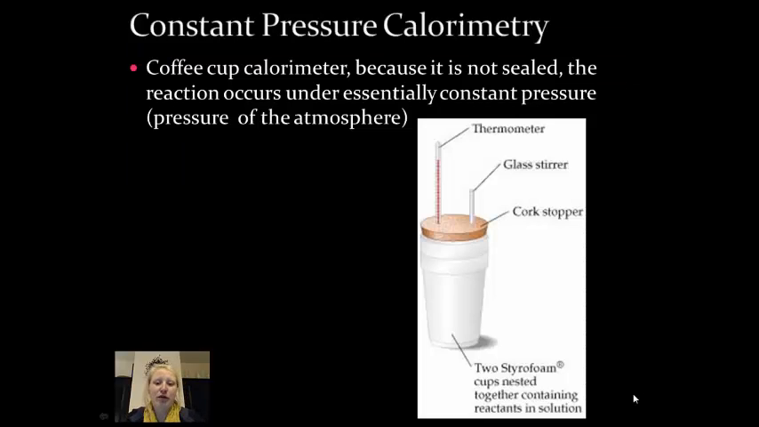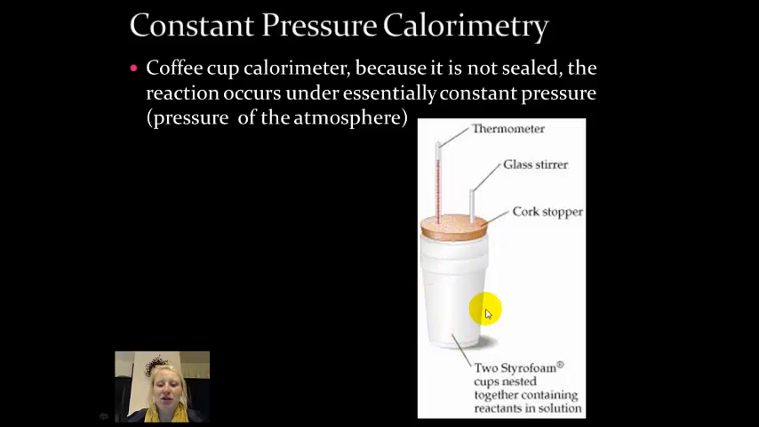So how do we perform these calorimetry experiments? How do we determine the delta H, or the enthalpy change, for a reaction? Well, what we do is we use constant pressure calorimetry. And constant pressure calorimetry uses a coffee cup calorimeter. So it's just a simple coffee cup. And because a coffee cup is not completely sealed, the pressure basically remains constant because the pressure in the room doesn't really change that much throughout the course of an experiment.